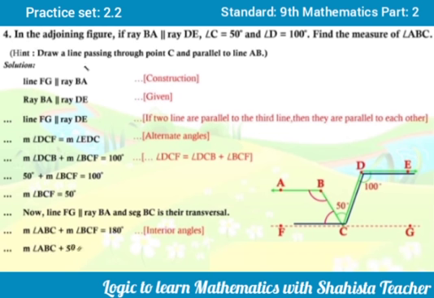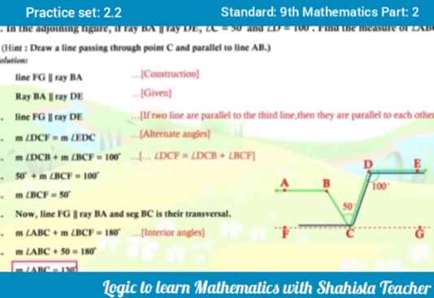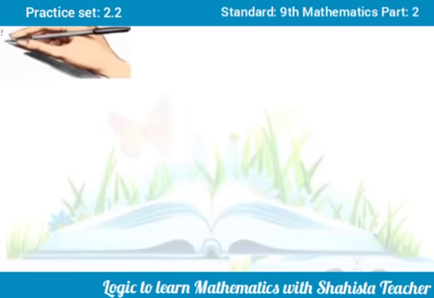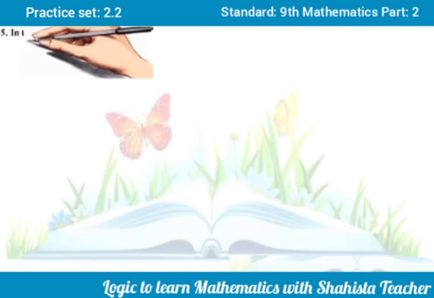So measure of angle ABC plus 50 degrees is equal to 180 degrees. Now measure of angle ABC is equal to 180 minus 50, which gives us 130 degrees. That means measure of angle ABC is equal to 130 degrees. Now my dear students, after solving question number 4, let's solve question number 5.